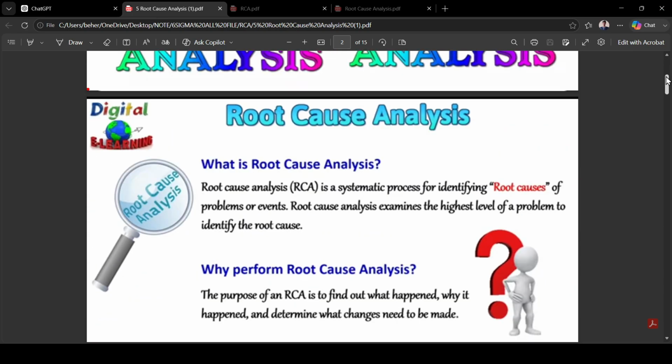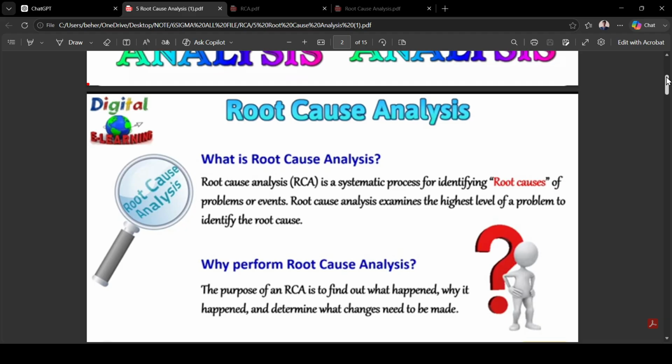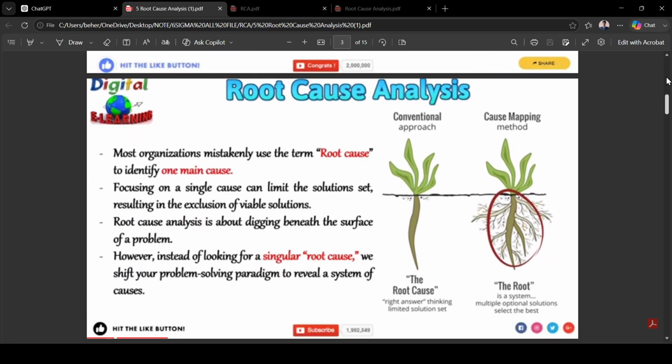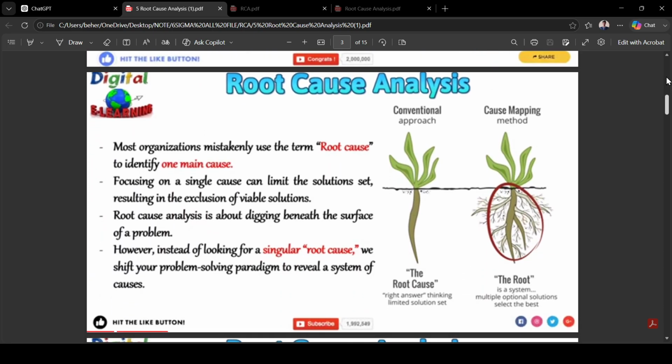Root cause analysis is a systematic process for identifying the root causes of problems or events. Why perform root cause analysis? The purpose of root cause analysis is to find out what happened, why it happened, and determine what changes need to be made.